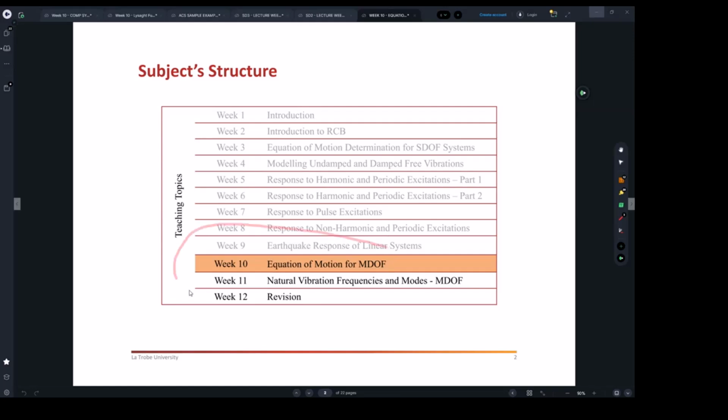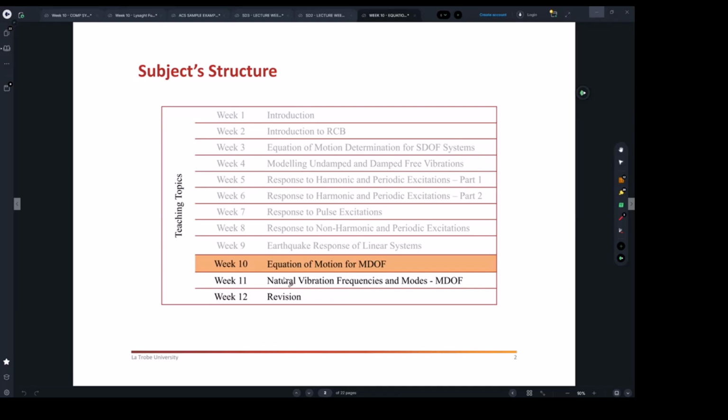And what I really want you to know is that the aim of introducing this topic is to find out natural frequencies and mode shapes. The first one, natural frequencies, is happening next week. So today is going to be preparation.